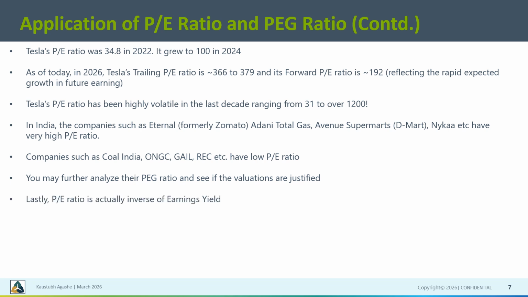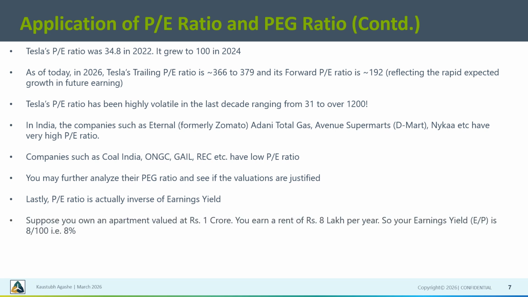Lastly, PE ratio is actually inverse of earnings yield. So let's see how it maps to earnings yield. Suppose you own an apartment valued at rupees 1 crore. So you buy that apartment for 1 crore and then you rent it out and you get a rent of rupees 8 lakhs per year. So your earnings yield, that is E by P ratio, is 8 divided by 100, which is 8%. So you can say that your earnings yield on this investment is 8%.